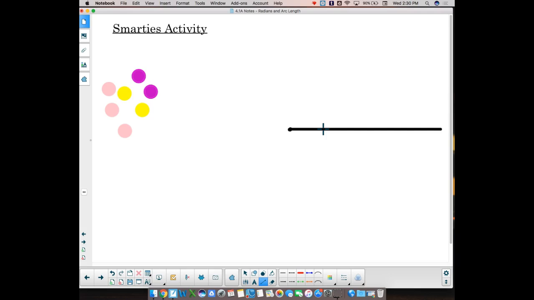Then, utilizing Smarty technology, don't eat your Smarties yet. I'll tell you when to eat your Smarties. But utilizing Smarty technology, I'd like you to pick a certain amount of Smarties to make your radius with.